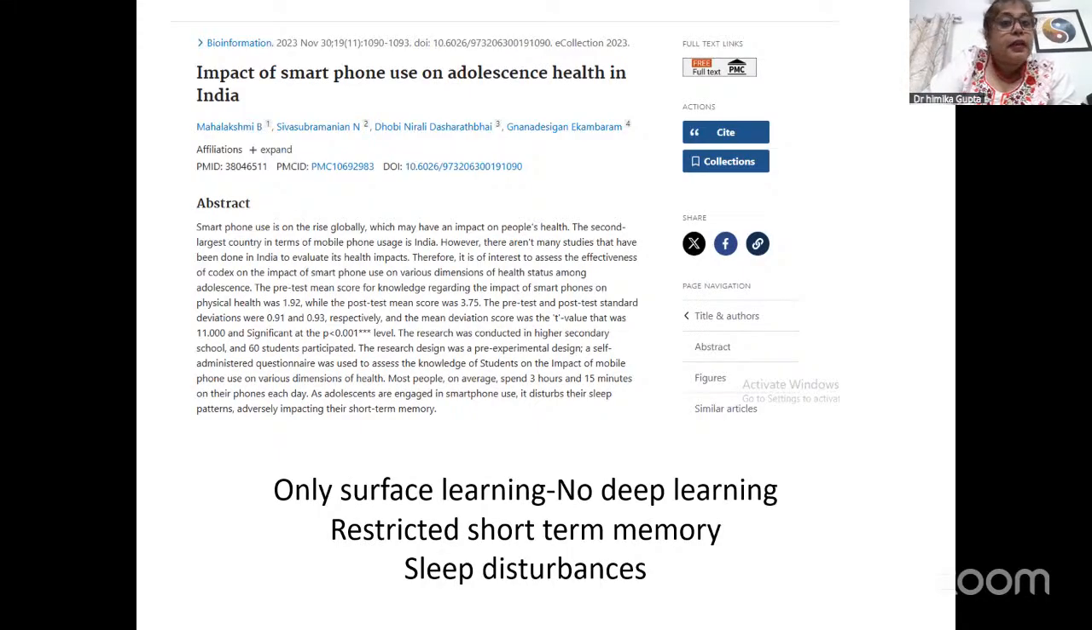So this is another Indian study where they said that it was more of a surface learning, like the kids get familiar with the topic, but they don't really learn the topic in depth. So no deep learning occurs, and the short-term memory suffers. So their short-term memories are also suffering. Again, there are some studies talking about worse performance in mathematics and academics.